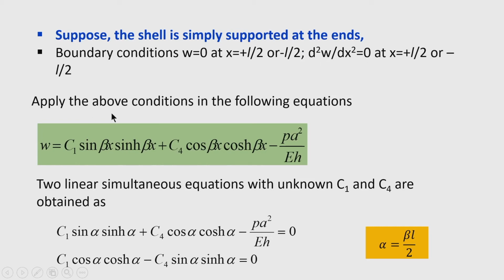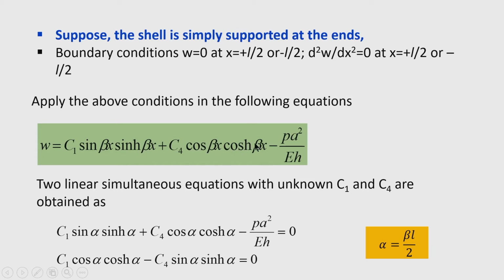So, applying the above conditions in the following equation. The following equation contains two constants of integration, that is C 1 and C 4. Now, the solution will contain the combination of trigonometrical functions as well as hyperbolic functions. So, sin beta x, sin hyperbolic beta x and cos beta x, cos hyperbolic beta x.